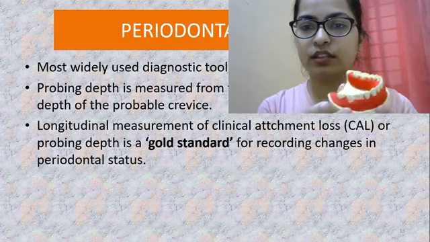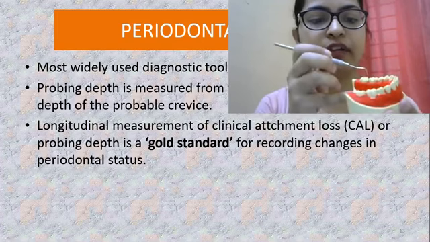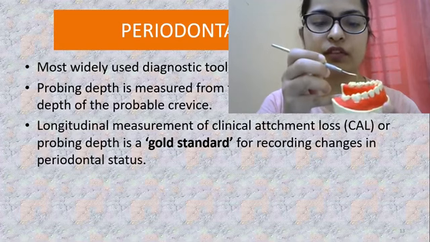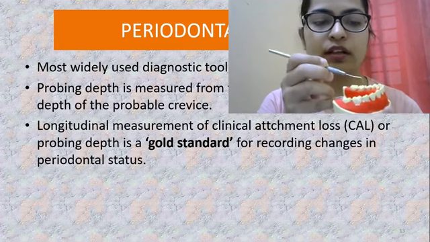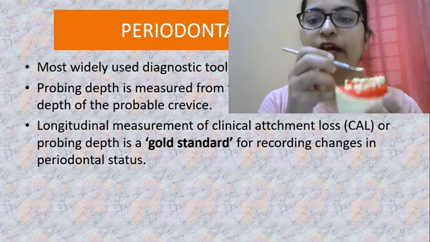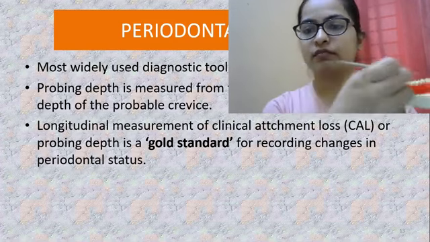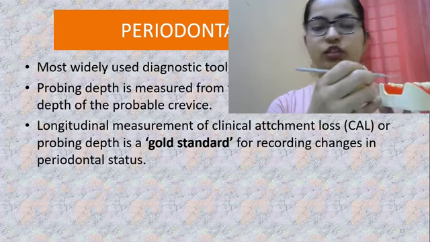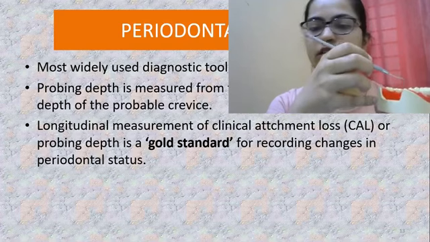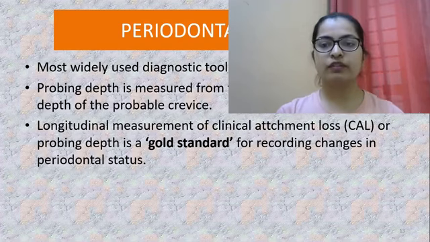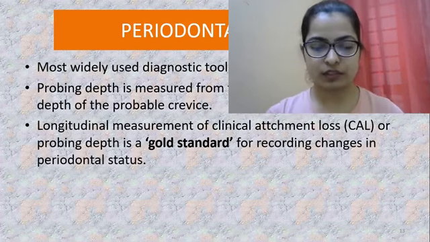I hope it is clear. We have distolingual, lingual, and mediolingual. And in all the cases, the probe should be parallel, like this. It should be parallel to the tooth surface. Now this is walking the probe, which we do mostly for the depth of the sulcus.